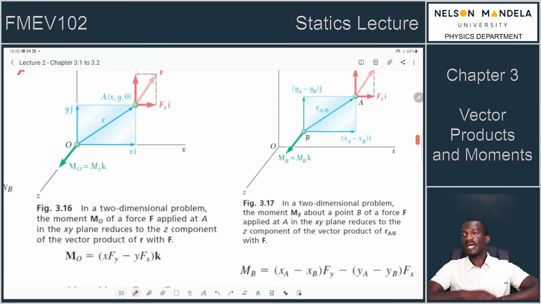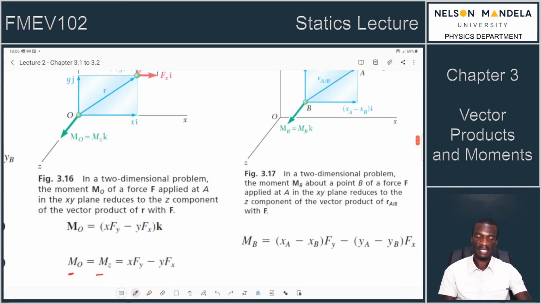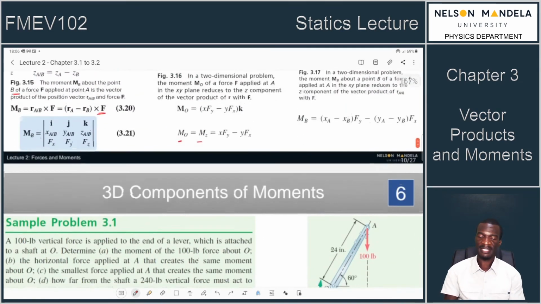So figure 3.17 is basically just a 2-dimensional problem. The moment MB about a point of a force. So this one is good because it's actually the 2-dimensional simplified version. In other words, if you want to find the moment about the origin, look at figure 3.16, study what it means. If you want to find the moment about B, which is an arbitrary point somewhere, then look at figure 3.17, and it will show you that in a 2-dimensional problem, the moment about B requires you to find the vector RA relative to B. So that sums up the moments and their components in 3 dimensions.